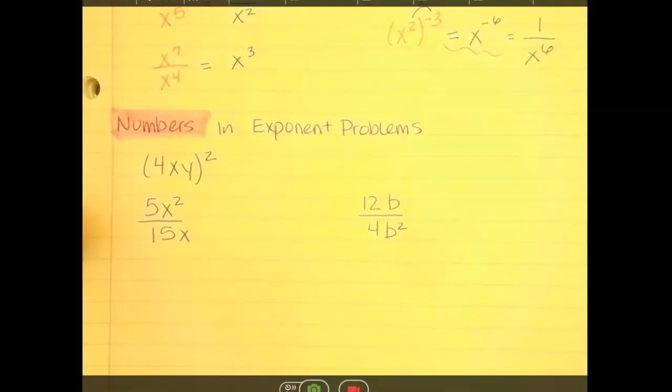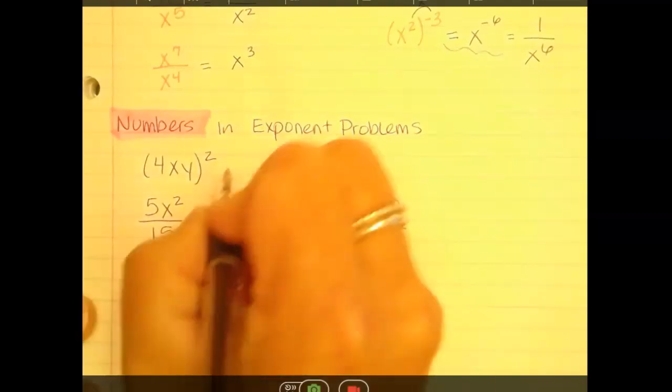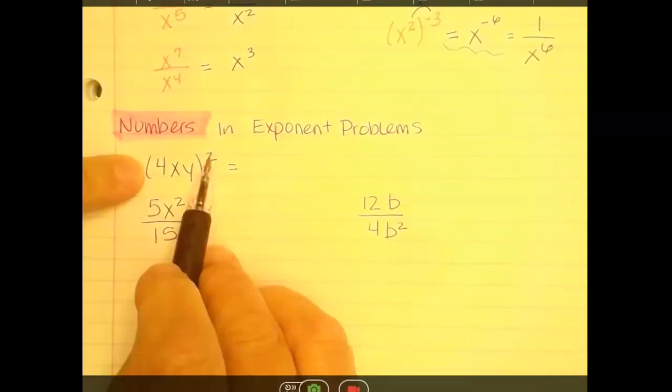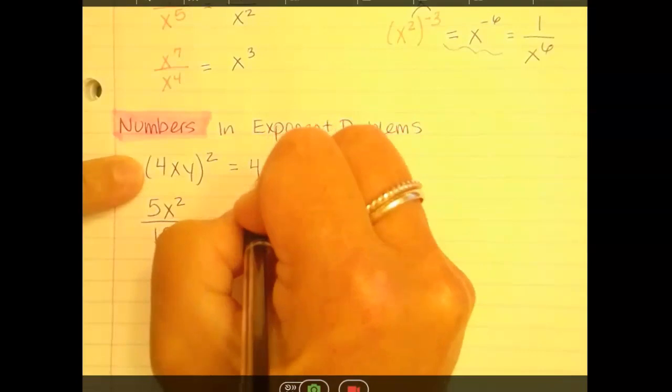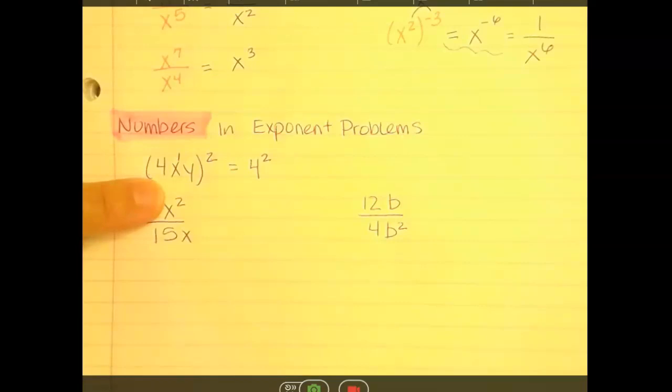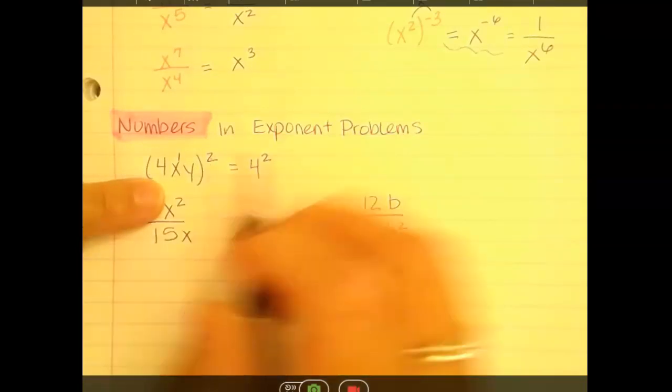This first example is 4xy in parentheses squared. And this means that every single thing in the parentheses is squared. So if we were working this problem, we need to remember the 4 gets squared, right? And this is just a number. We have to actually find the answer to 4 squared eventually. I'm writing this out in steps because it's your notes. X has a power of 1 because it doesn't have a power showing. 1 times 2 is 2, so this is x squared.